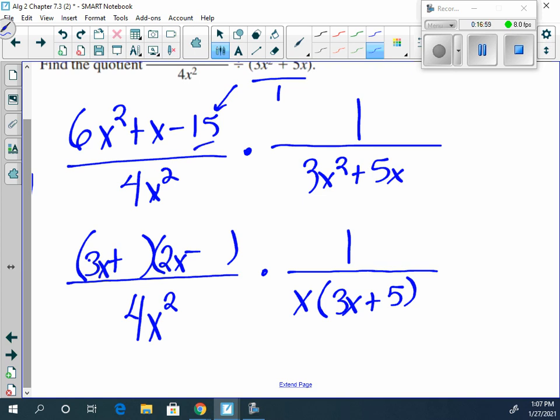Well, the factors of 15 are 1 and 15, or 3 and 5. So what would we do? We'd put the 5 with the 3x and the 3 with the negative, or 2x minus 3. And if we check this here, well, 3x times negative 3 is negative 9x. 5 times 2x is going to be plus 10x. 10x minus 9x is going to be just x, and it's positive. And that's what we wanted. And that works.